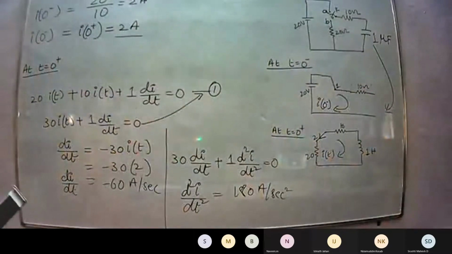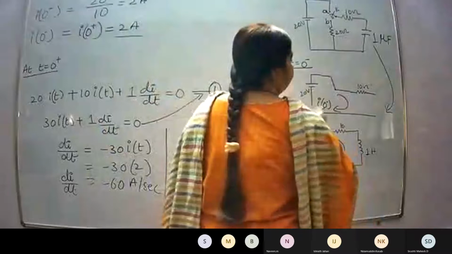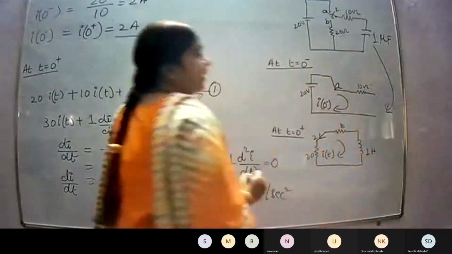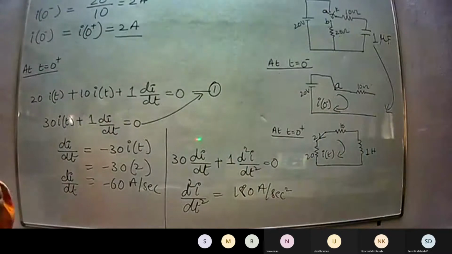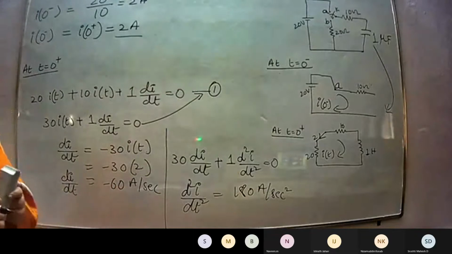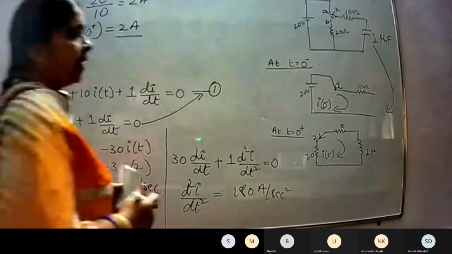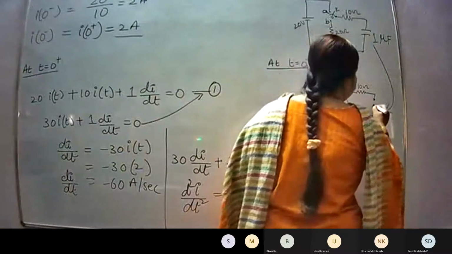At t is equal to 0 minus, where will be the switch? The switch will be at position A. So when it is at position A, it has reached a steady state, because it is connected to the source for a long time. So when it has reached the steady state, what will happen to the capacitor here? Capacitor will be open circuit.